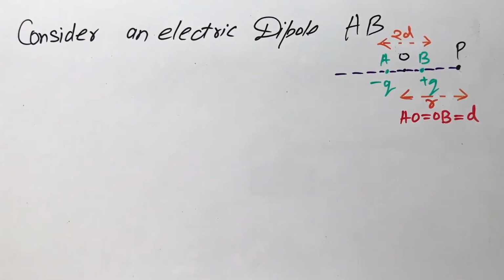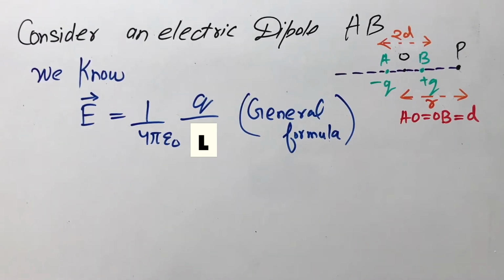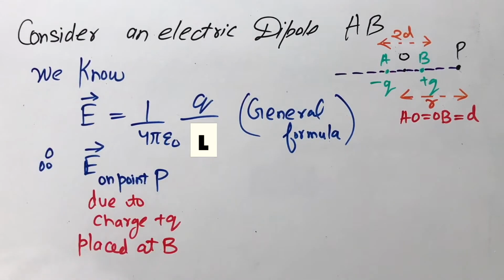We have assumed a test charge lying on that point P, and from a general formula we studied a few minutes back, the electric field intensity for a point charge is 1 by 4 pi epsilon naught q by L squared, where L is the separation between the test charge and the source charge.